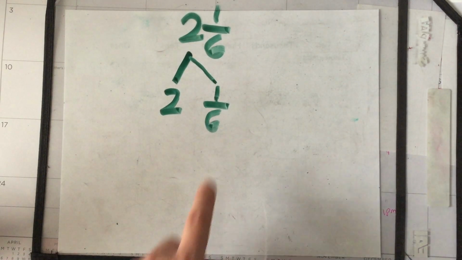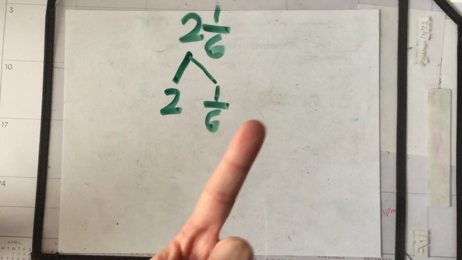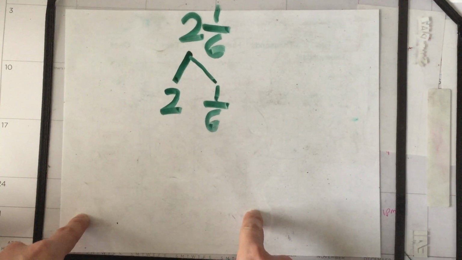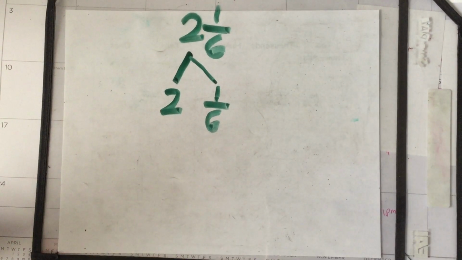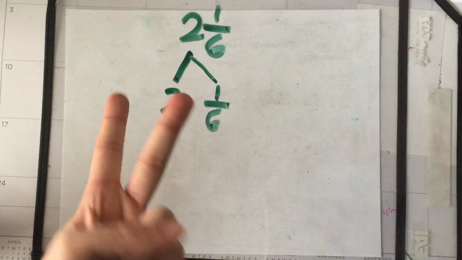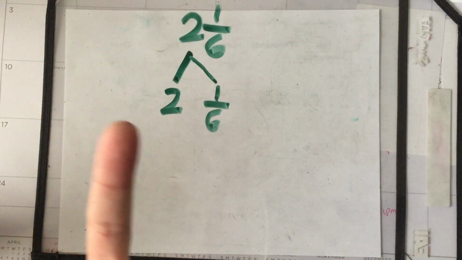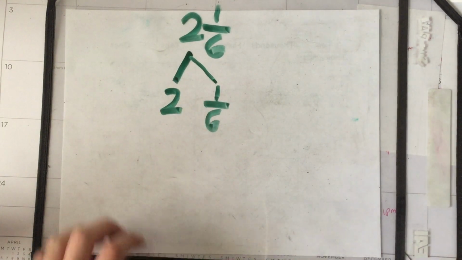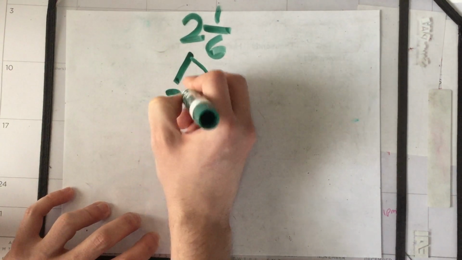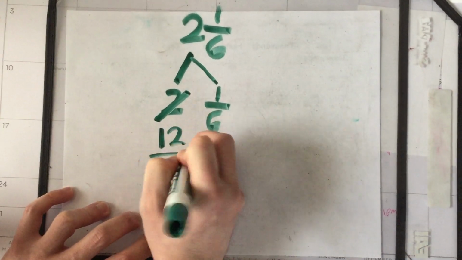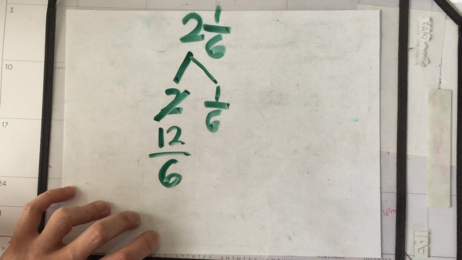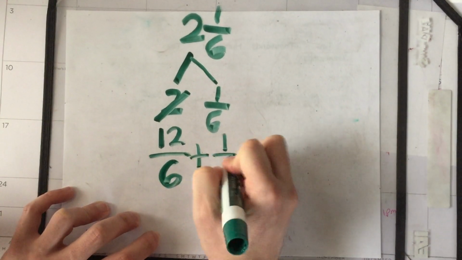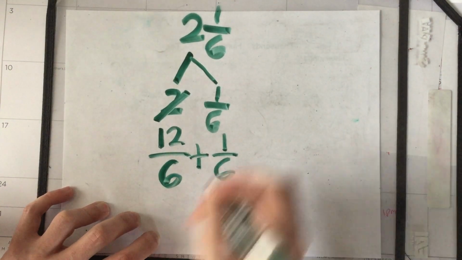Well, do we know how many sixths it takes to have one whole complete thing? If this was 0 and this was 1, how many sixths fit in between here? Well, yeah, we do, because it takes 6 sixths to make 1. So let's count by sixths until we get to 2. 6 sixths, 12 sixths. Oh, so I can rewrite this whole number 2 as 12 sixths. And then all I have to do is add in the 1/6 that we brought along the whole way.